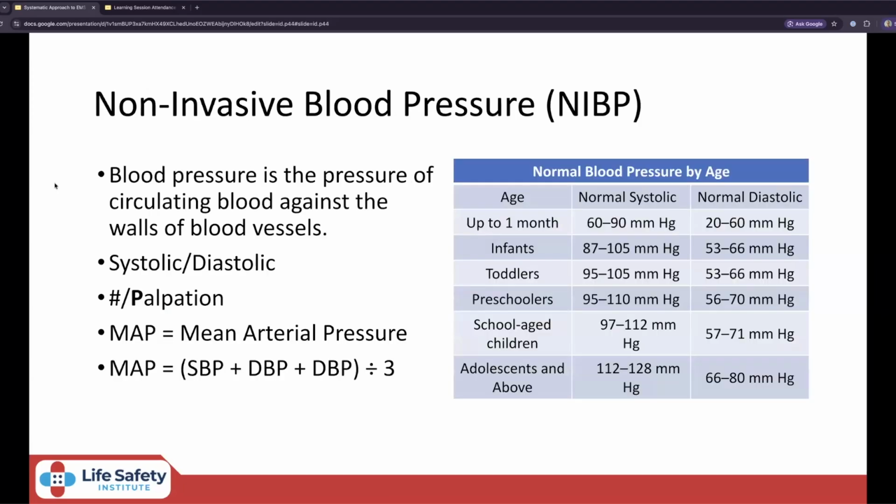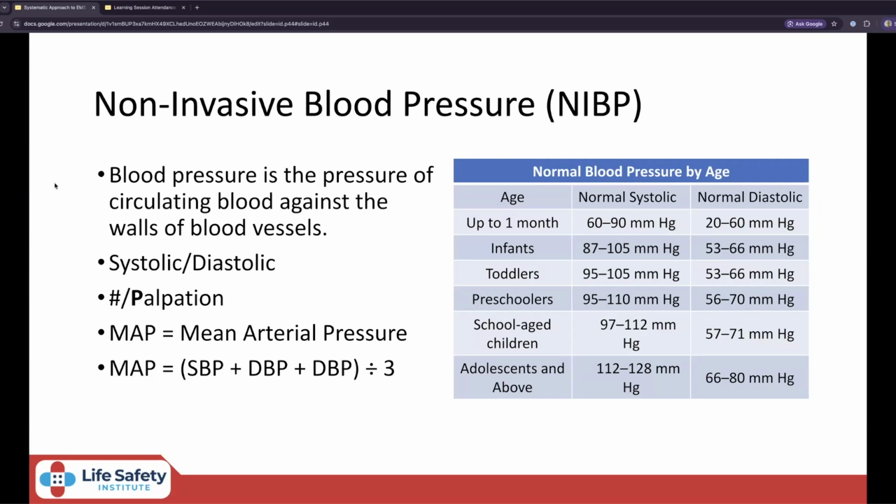Blood pressures. We did those the first day. You can see a little chart here of normal blood pressures. So the top number is the systolic, so that's the pressure in your vasculature when the heart's actively squeezing. And then the diastolic's the bottom number. That's the pressure when your heart is at rest, right? So blood pressure is the pressure of circulating blood against the walls of your blood vessels.